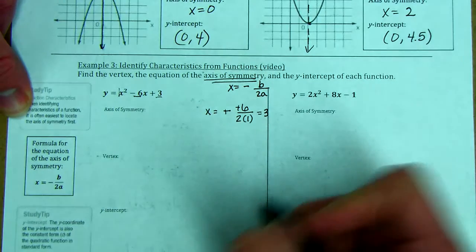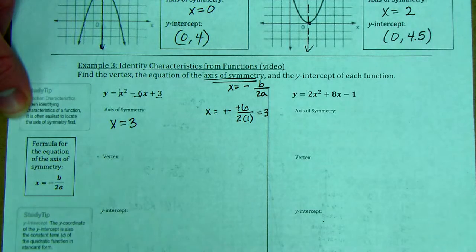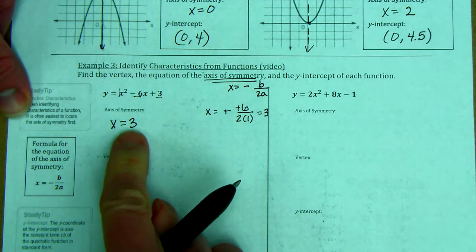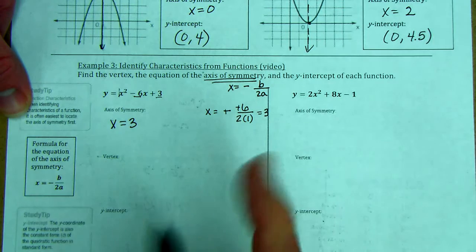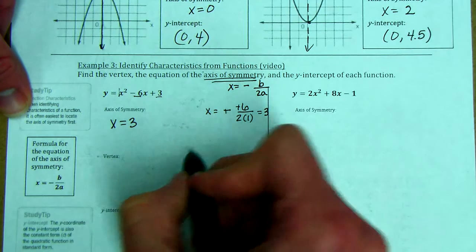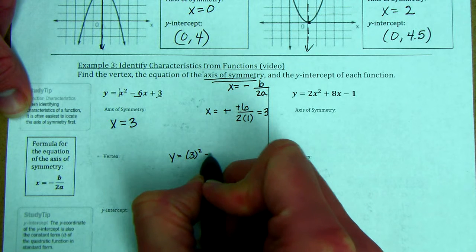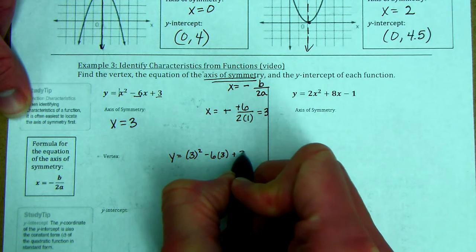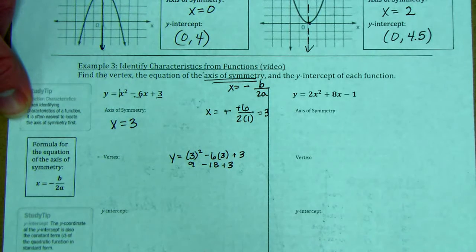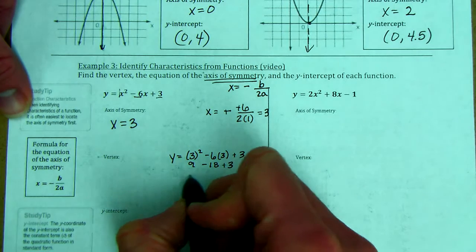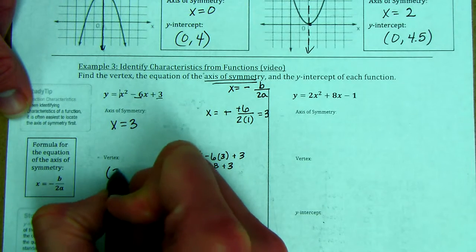How do I find the vertex? Well, I already know the x-coordinate is 3. How am I going to find the y-coordinate? I'm going to substitute that 3 into this equation. So y would equal 3 squared minus 6 times 3 plus 3. So 9 minus 18 plus 3, which would be negative 6. So our vertex is (3, negative 6). The x-coordinate we solved for and the y-coordinate we got by substituting it in.